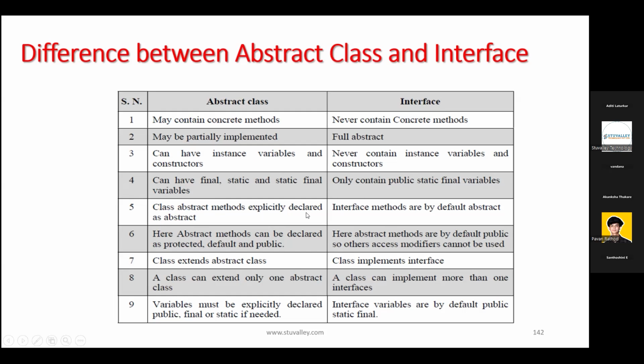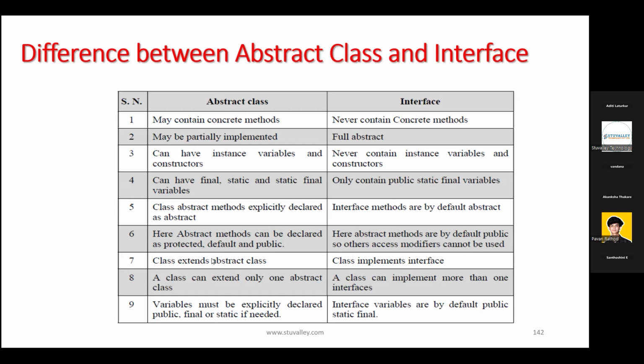Then in a class, abstract methods are explicitly declared as abstract, and interface methods are by default abstract. We are not writing the abstract keyword anywhere while declaring the methods inside an interface. So these are implicitly abstract or by default abstract. Here abstract methods can be declared as protected, default and public. But in interface, these methods are by default public. Okay, that means it has the public accessibility. So other modifiers cannot be used.